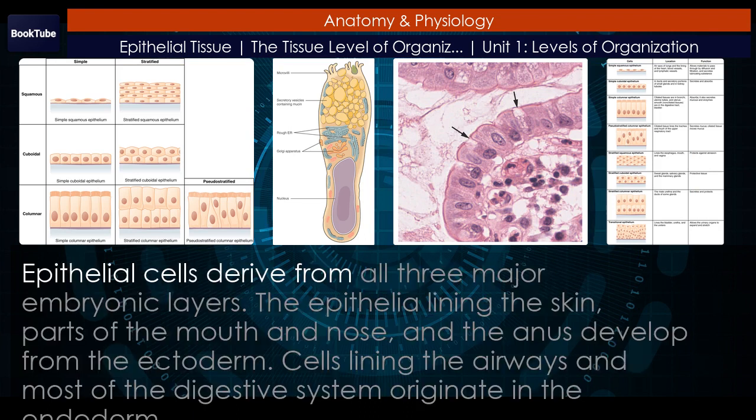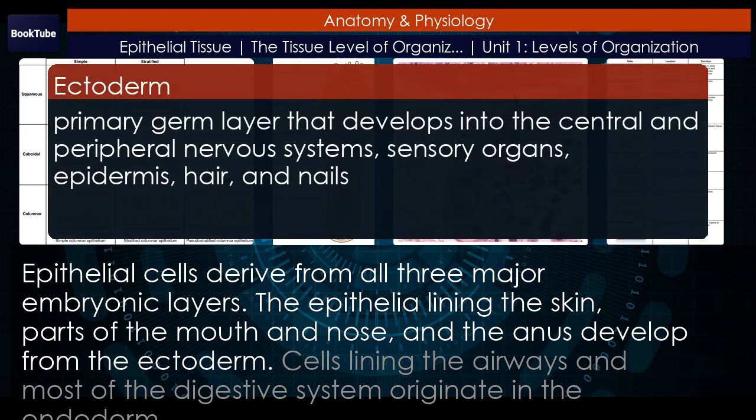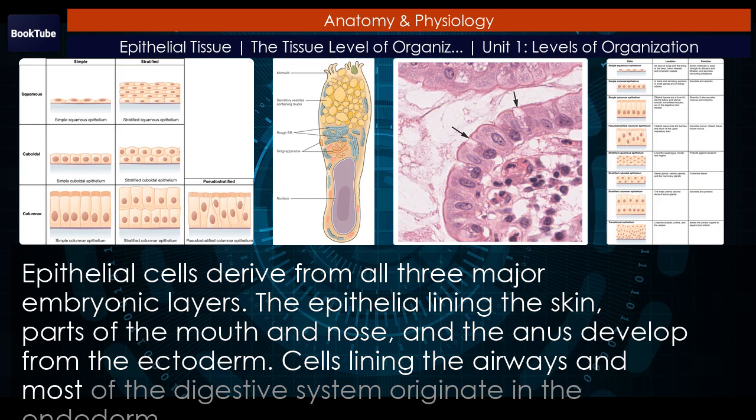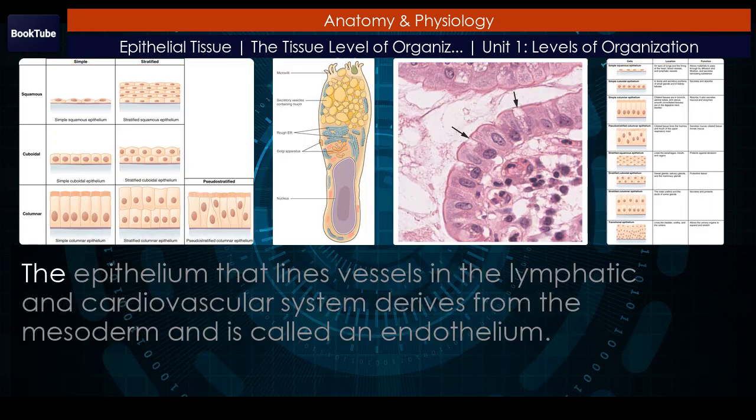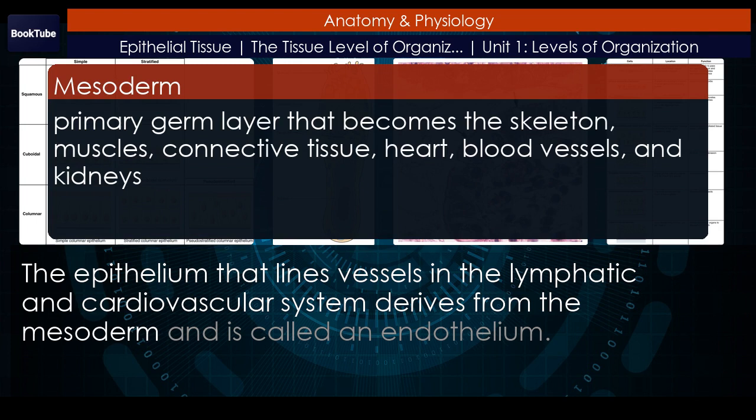Epithelial cells derive from all three major embryonic layers: the epithelia lining the skin, parts of the mouth and nose, and the anus develop from the ectoderm. Cells lining the airways and most of the digestive system originate in the endoderm. The epithelium that lines vessels in the lymphatic and cardiovascular system derives from the mesoderm and is called an endothelium.